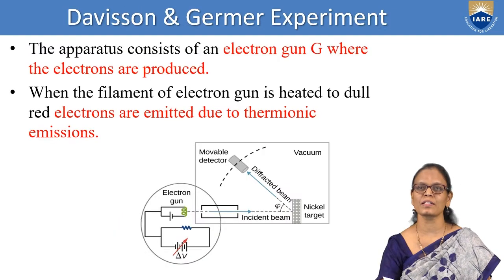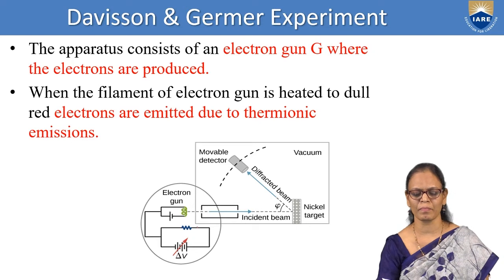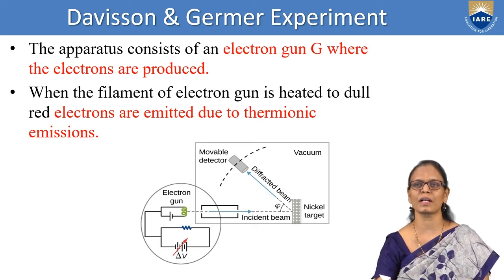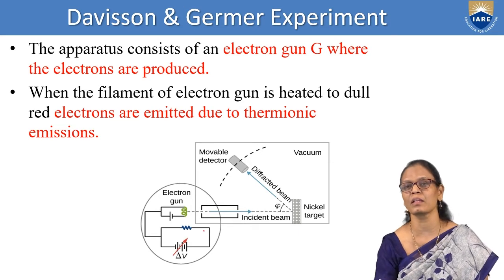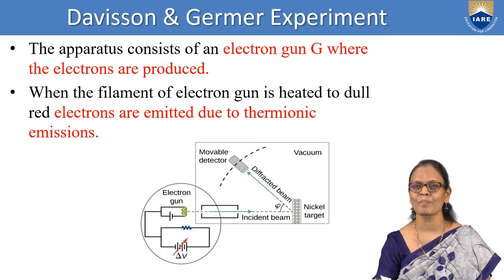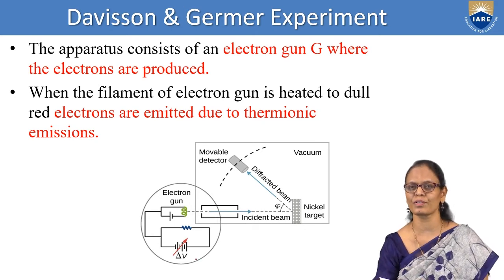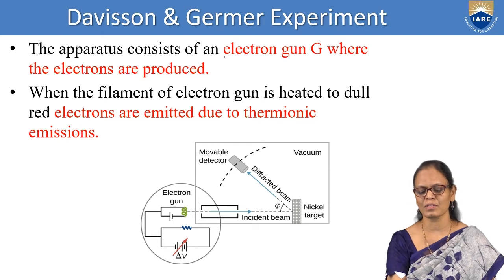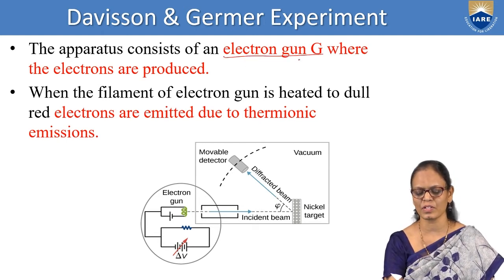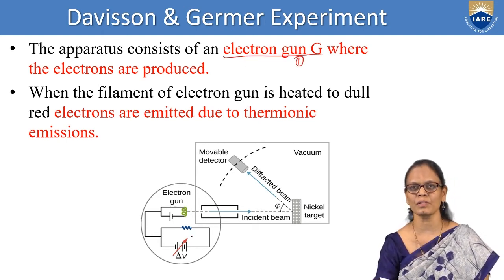We will try to understand it part by part, because whenever you are asked to explain, you will have to explain the different components in the experiment and their function. What is the purpose for which you are using each in the experiment? So the apparatus consists of electron gun G. The first part is the electron gun G.